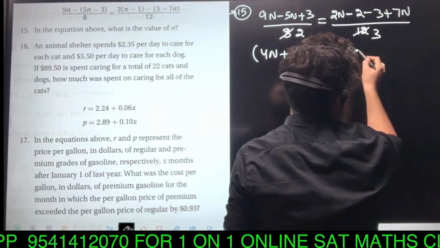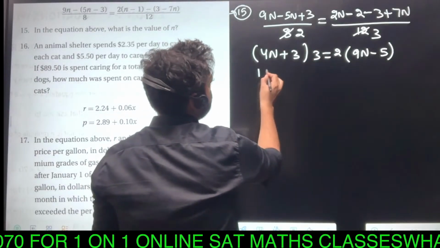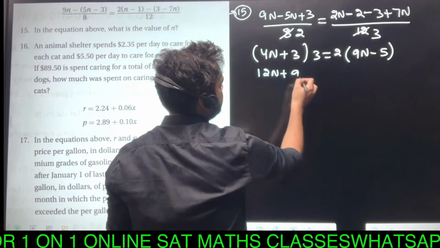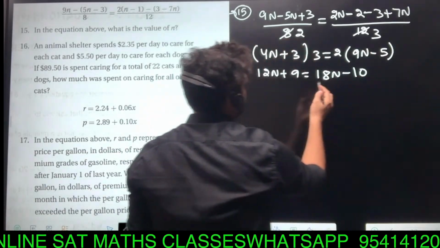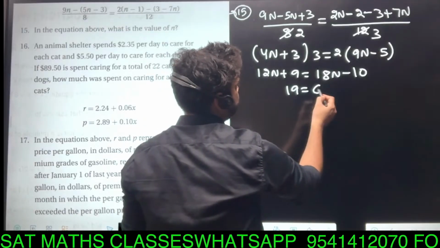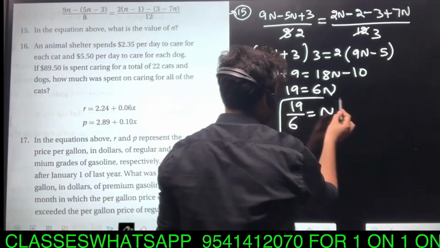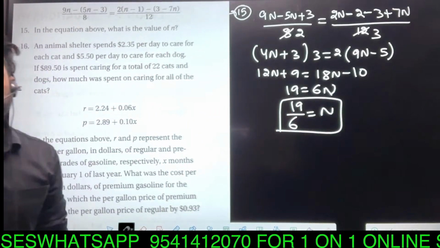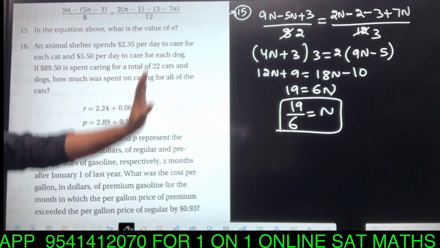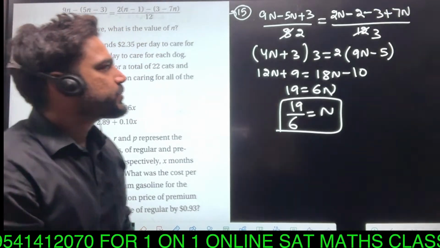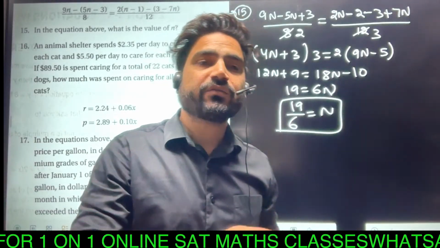2n and 7n is 9n, and minus 2 minus 3 is minus 5, so it will be equal to 12n plus 9, and it is equal to 18n minus 10. So this is 19 and this is 6n. So very easily you can find the value of n. The value of n is 19 by 6. Okay, so again an easy, simple equation, you just have to solve for the value. This is the basics of algebra, and we are doing linear equations in one variable.